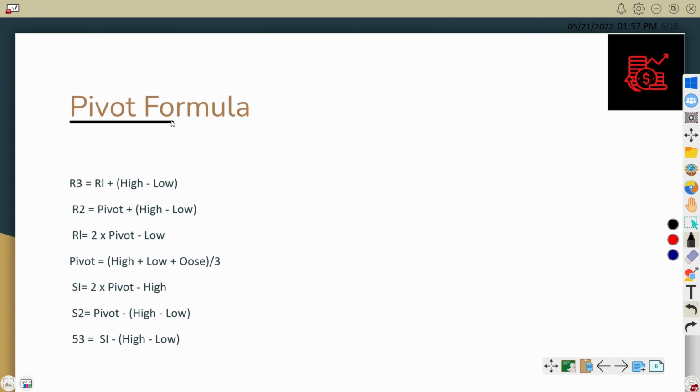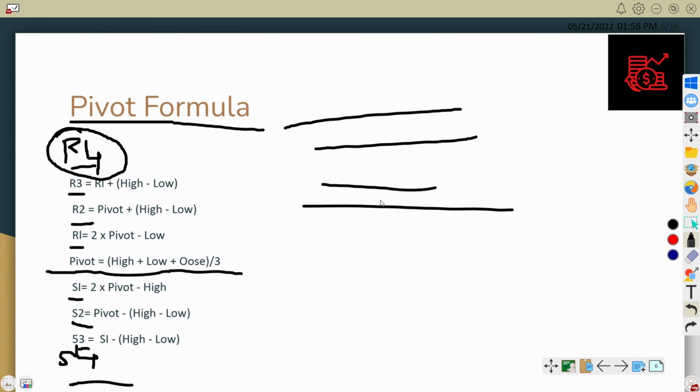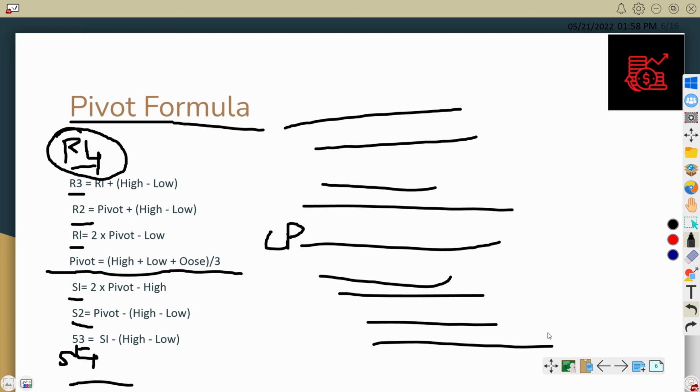If you're looking at the pivot formula, we actually have 3 pivots, but I use R4 also. So I use R4 and S4. So we have your R4, R3, R2, R1. Then we have a central pivot. Then we have your S1, S2, S3, S4. R is basically for your resistance, so you have 4 resistance lines on a day, and you have your central pivot, and then again 4 supports in a day.